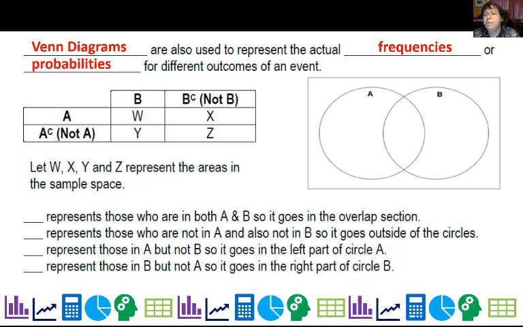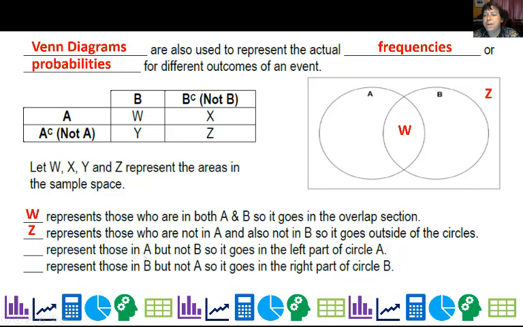So we're going to let W, X, Y, and Z represent the areas in the sample space. And W is going to be those who are in both A and B. So that means it would go in the overlap section. All right. See how we have W right there, because W fits A and B. Z is going to represent those not in A and not in B. So that would have to go outside of the circles right there.